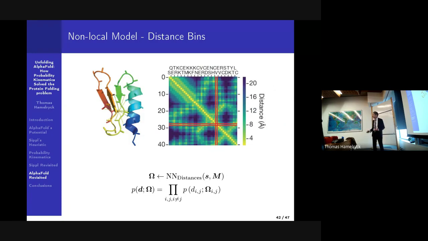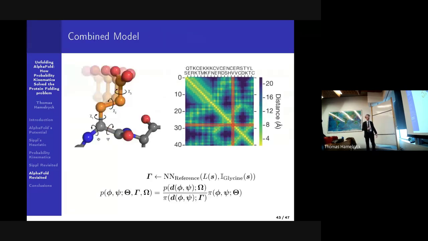And then you have the distances. This is the second component. The distances are again obtained from a neural network. You have the sequence here, the multiple sequence alignment. You get the parameters. And now you assume that the probability of the distances is just simply a product of the individual distances. So you assume that all of these distances are independent. And I will come back to this at the end of my talk. But notice here that there is quite an extreme assumption being made, namely that all of these distances are independent. And they're, of course, not independent.